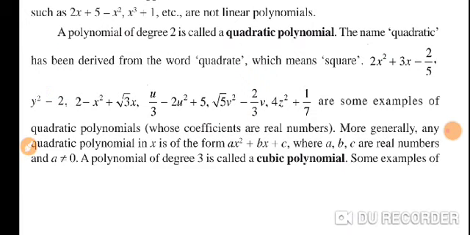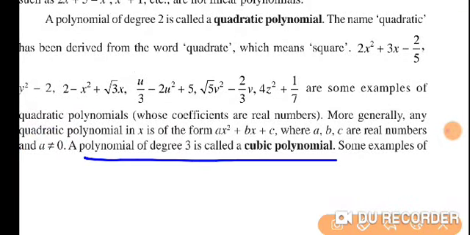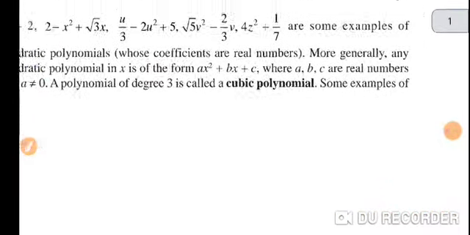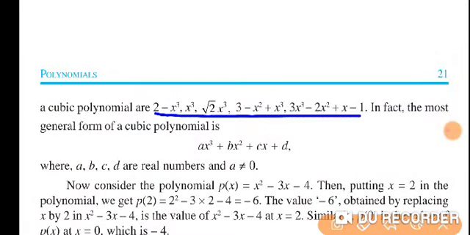Now, if the polynomial's degree is 3, it is called cubic polynomial. Let us take the examples of cubic polynomial. Here, these are the examples of cubic polynomial. Now is it understood? In the polynomial, greatest power, whatever it is, that will be the degree of the polynomial, and accordingly, you have three main types of polynomial for this year: linear, quadratic, and cubic.